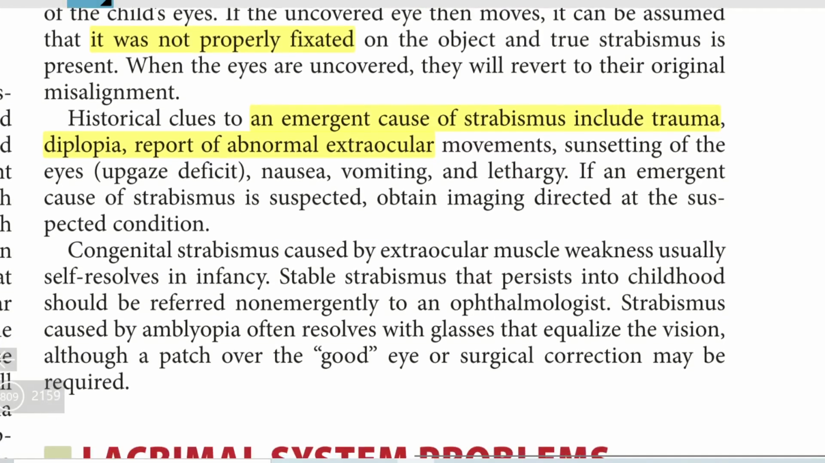Congenital strabismus caused by extraocular muscle weakness usually self-resolves in infancy, and stable strabismus that persists into childhood should be referred non-emergently to an ophthalmologist. Strabismus caused by amblyopia often resolves with glasses that equalize the vision, although a patch over the good eye or surgical correction may be required.